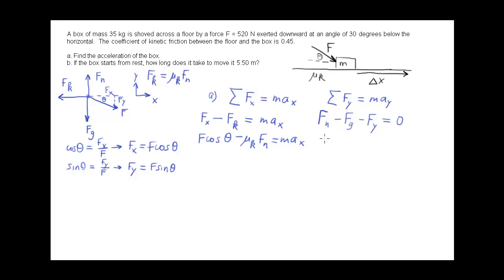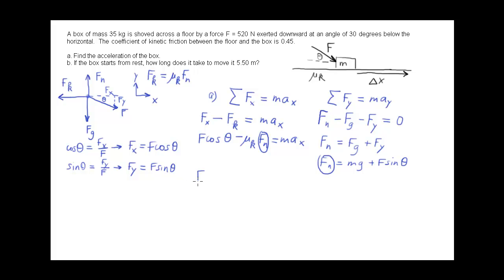So let's use this to solve for the normal force. F sub n equals Fg plus Fy. Of course, Fg is simply the weight, or mg. Fy we have written down as F sine theta. Alright, so this is F sub n, and now we're going to take this expression for F sub n and plug it into the equation that came from the sum of the forces in the x direction.